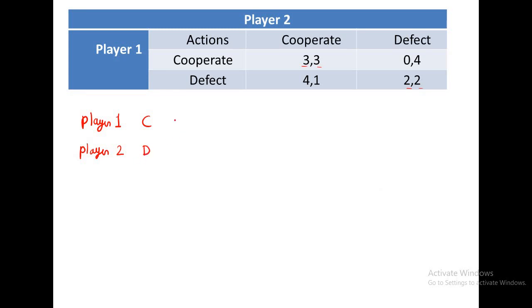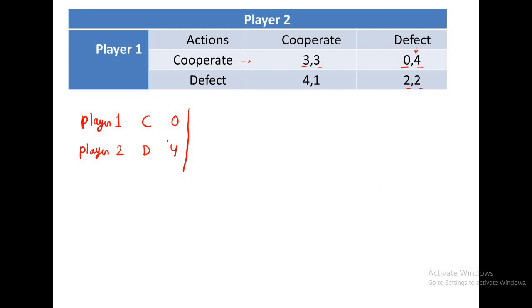What would happen? How much will player 1 get? So now player 1 is taking cooperate and player 2 is taking defect. How much is player 1 getting? 0. And how much is player 2 getting? 4. So 0 and 4. Now in the first iteration you can see player 1 is not happy, because he got very little payoff, and player 2 is happy because he got a very high payoff.